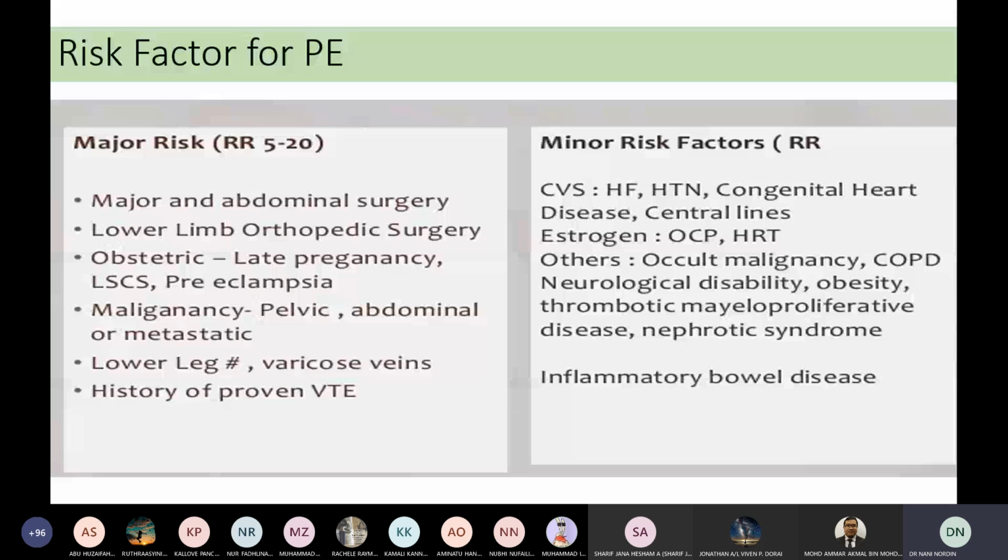Risk factors are important for you to be able to suspect PE in a patient, because we will learn later that the signs and symptoms, the clinical presentation, can be quite general. So you have to have a high suspicion, and that's why you need to know the risk factors.